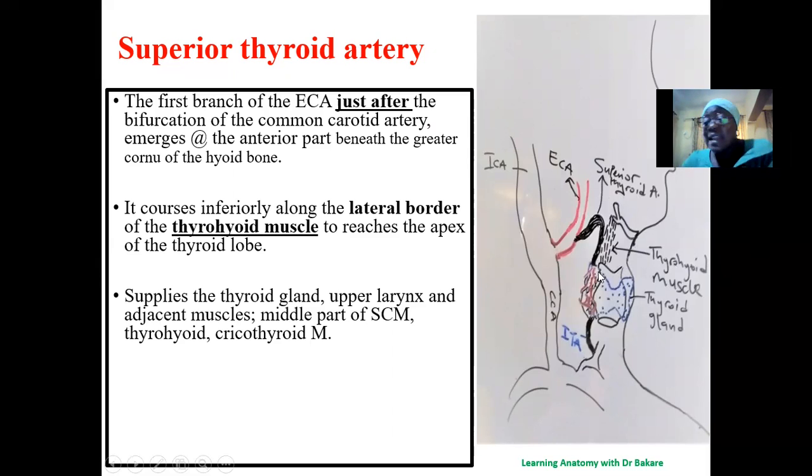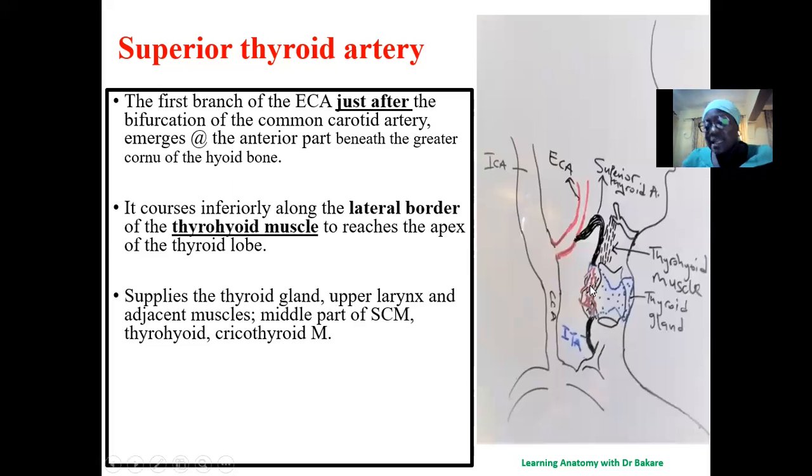So at the end, where it finally ends is to form an anastomosis with the inferior thyroid artery. Remember our lecture on the subclavian artery when we talked about the thyrocervical trunk. We said that the inferior thyroid artery is a branch of the thyrocervical trunk, and it comes to supply the lower part of the lobe of the thyroid gland.